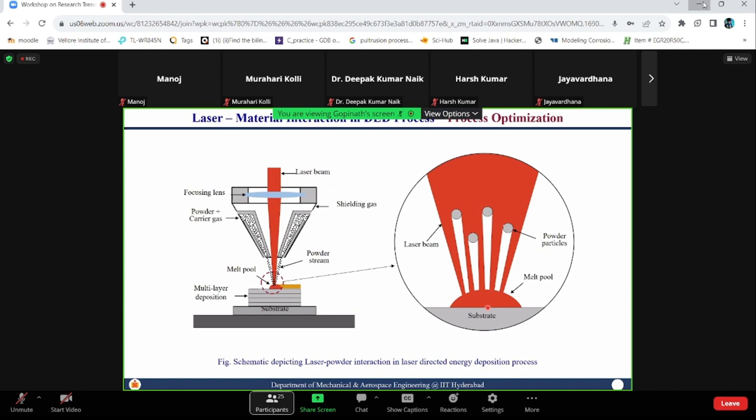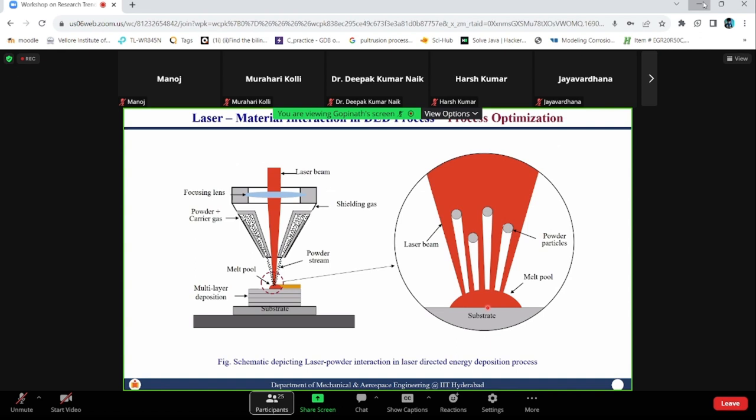But in the DED process, now assume you are depositing layer one. Just give me a minute. Now, when you are depositing layer one, the nozzle is here. And whatever gases we were talking about previously, they are nicely covering the molten pool. And the substrate is acting as a stopper, so the gas will go back and forth and nicely cover it.